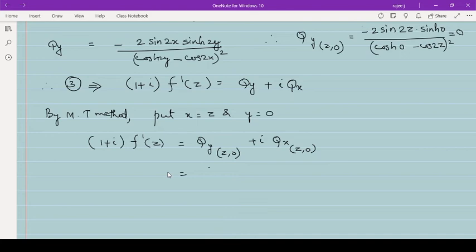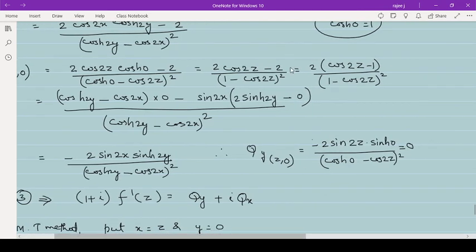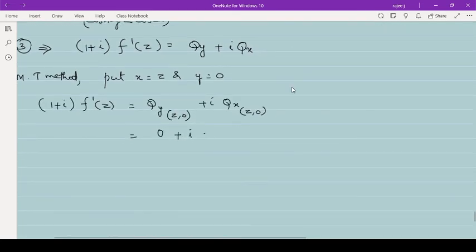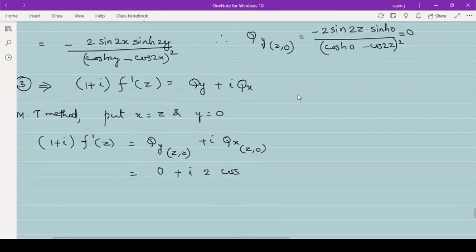Now just write those answers here. This is 0 plus i into Qx at z0. Qx is this one. Qx at z0 is this one. So 2 into cos 2z minus 1 upon 1 minus cos 2z the whole square.